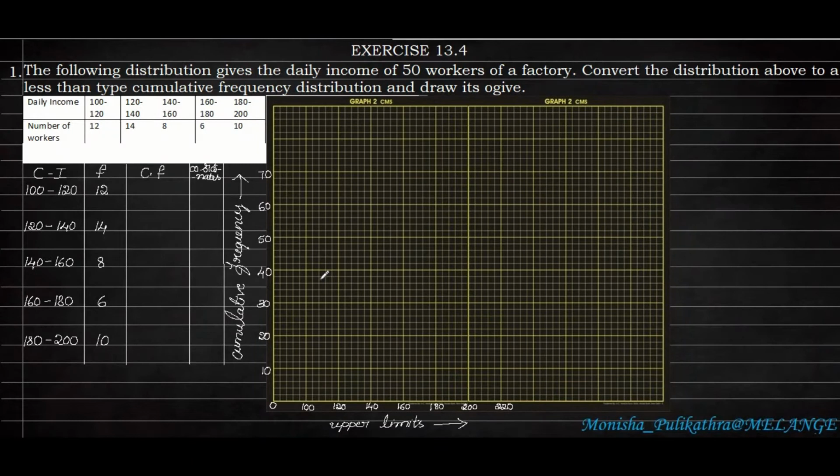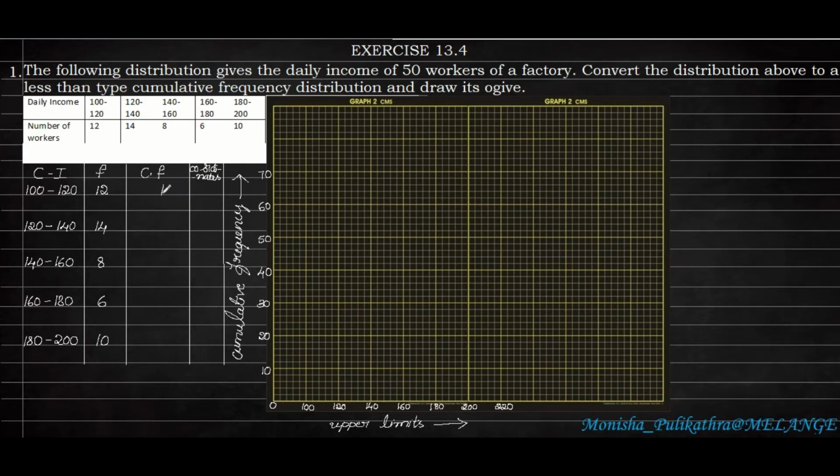Moving on to the first question of exercise 13.4, that is the ogive section. The following distribution gives the daily income of 50 workers of a factory. Convert the distribution above to less than type cumulative frequency. So less than type means we have to do the cumulative frequency by adding the consecutive numbers, the same as that of the median. Here I have written the class interval and frequency in columns. We have to find the cumulative frequency, and keep in mind that for less than type, we add the consecutive terms.